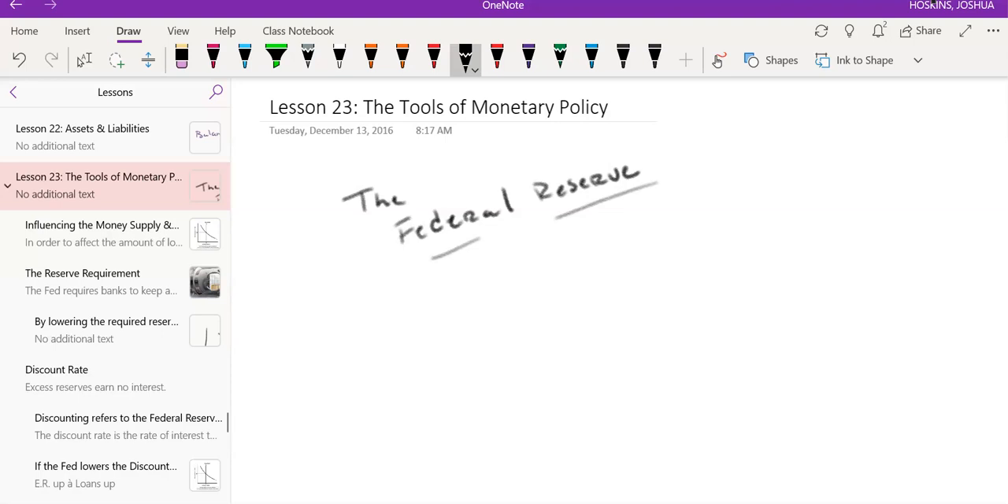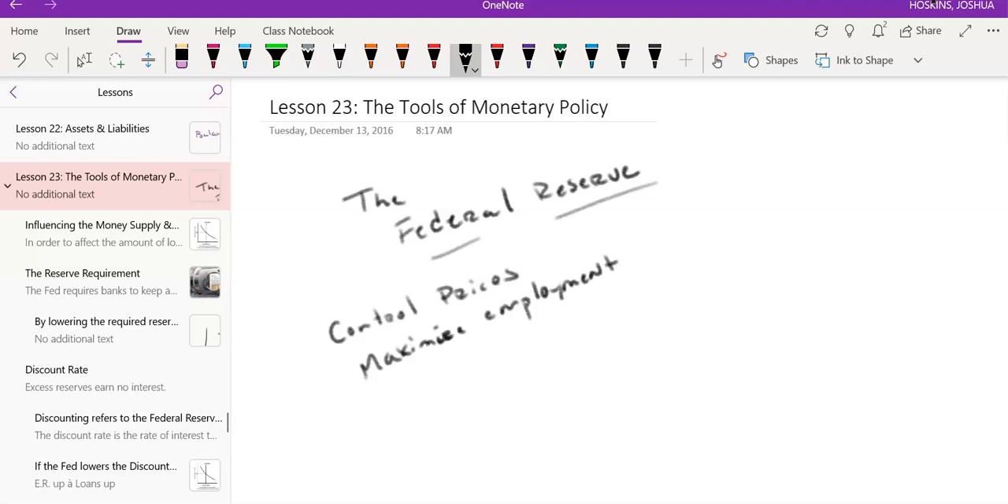But what I want to talk about is how the Federal Reserve does its job, right? And it has two jobs, right? It has a mandate to control prices, and it has a mandate to maximize employment. Right, and so the question then becomes, how do they do that?